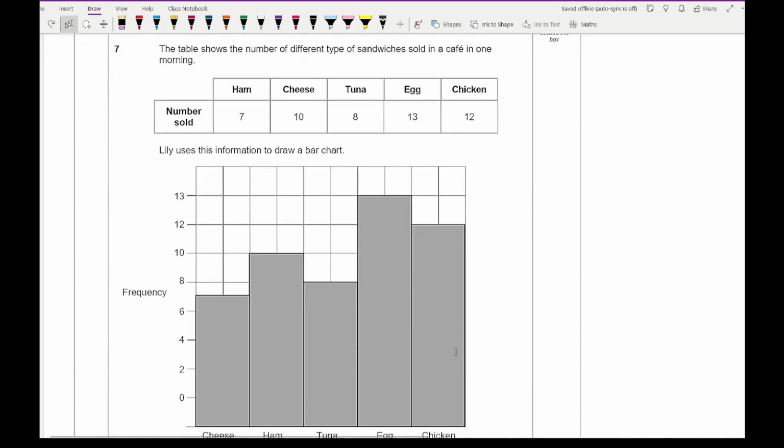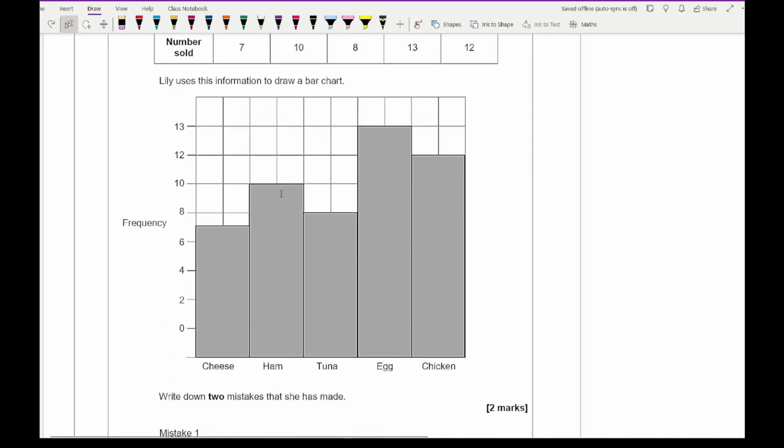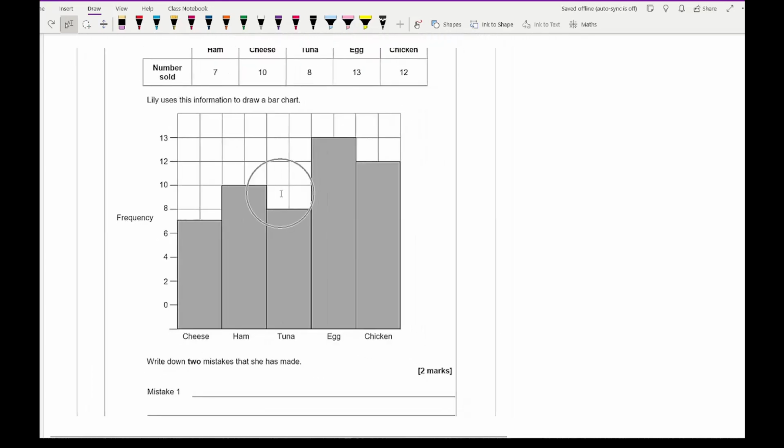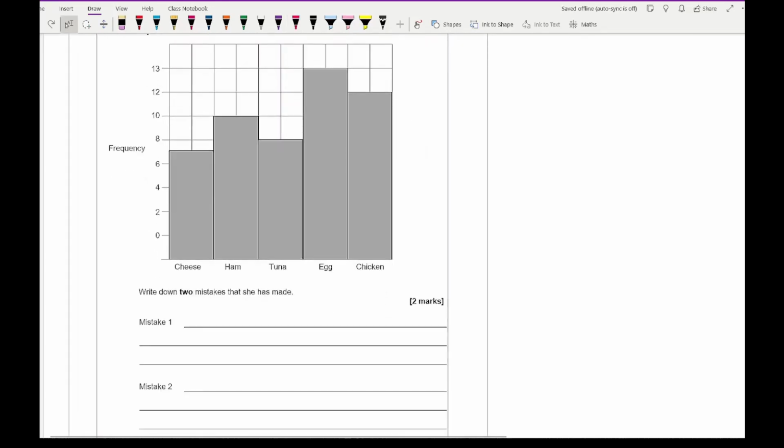Then moving on to question 7, it says the table shows the number of different types of sandwiches sold in a cafe in one morning. Lily uses the information to draw a bar chart, and then we need to give 2 criticisms or 2 mistakes that Lily has made. Well, the first mistake is that because we've got worded data along the x-axis, we need to have gaps in the bar chart. So there are no gaps between each bar. And the other mistake, well, you always want to check to make sure that the heights of the bars are the same and correct to the data that's given to you in the table, which it is.